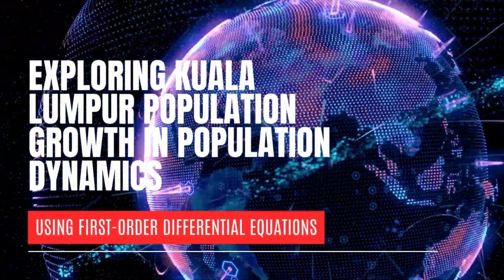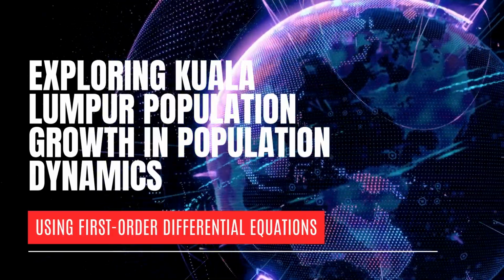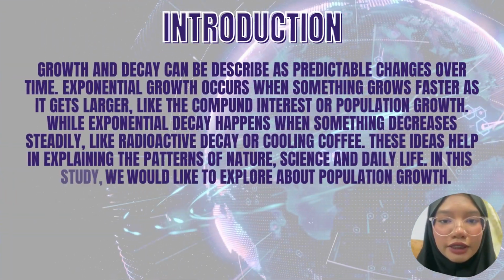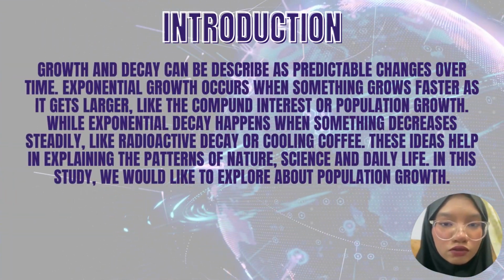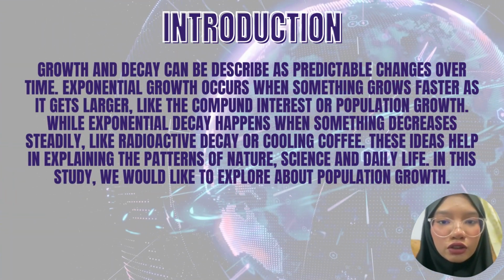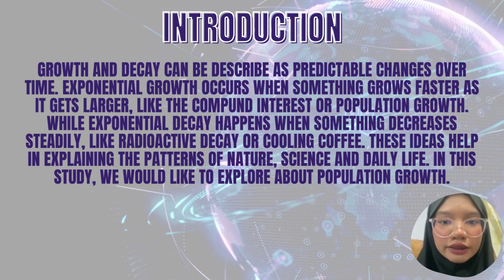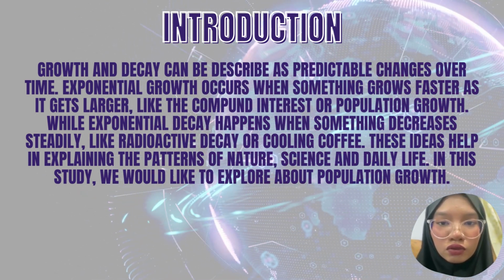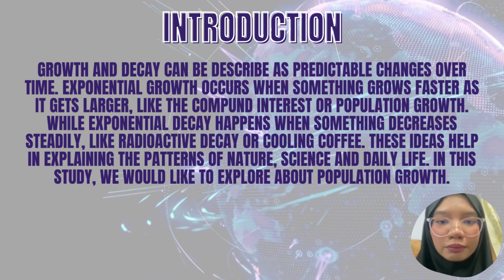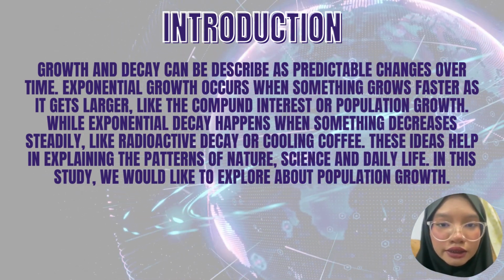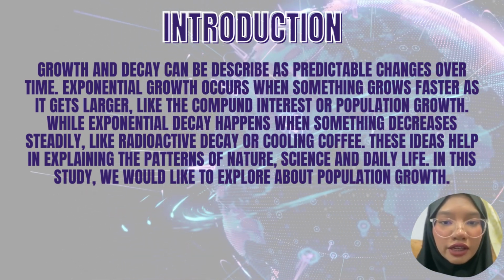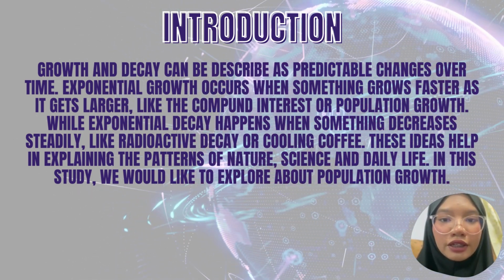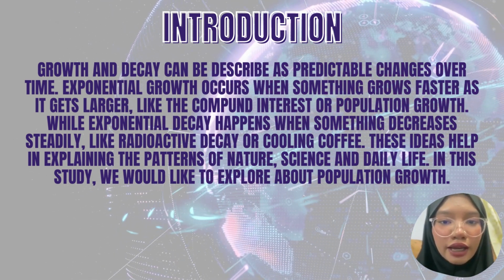Let's explore Kuala Lumpur population growth using first-order differential equations. Growth and decay can be described as predictable changes over time. Exponential growth occurs when something grows faster as it gets larger, like compound interest or population growth, while exponential decay happens when something decreases steadily, like radioactive decay or cooling coffee. These ideas help in explaining the patterns of nature, science, and daily life.